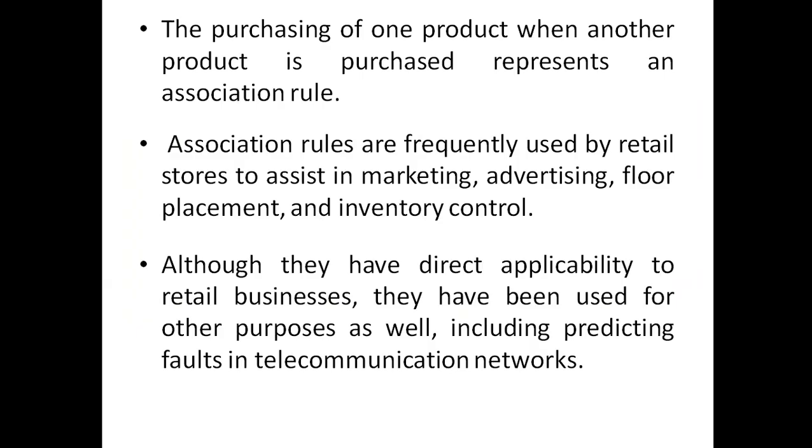I think we have already discussed the Apriori algorithm. The purchasing of one product when another product is purchased represents an association rule. So what is an association rule? It is the final result of an Apriori algorithm, which gives a confidence that if a person buys item A, he will definitely purchase item B. That is the confidence, and this is a rule identified by the Apriori algorithm.